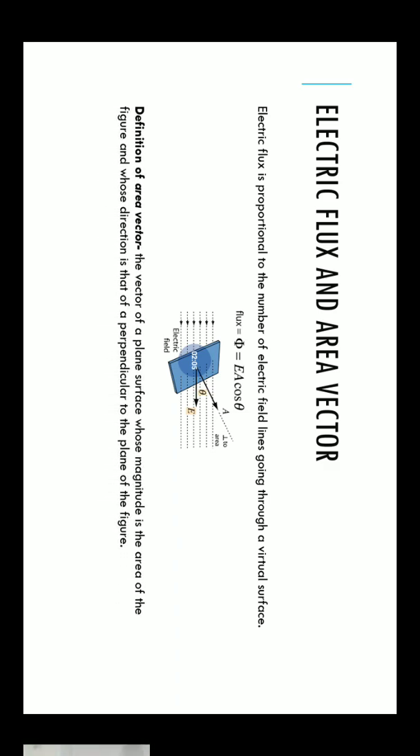And area vector. Area is the surface covered by any object. When we define area in physics, we treat area as a vector quantity. So the area vector is a vector of a plane surface whose magnitude is equal to the area of the figure and whose direction is that of the perpendicular to the plane of the figure. Its direction is always perpendicular to the surface, so that is called an area vector. Electric flux and area vector, these are two very important definitions of this part of physics. So I hope you got this.